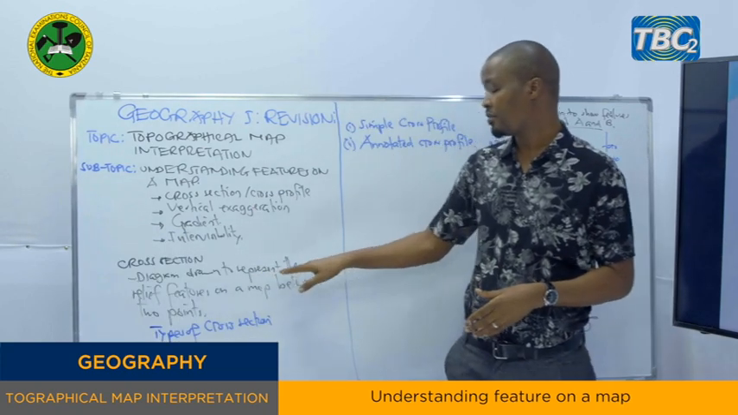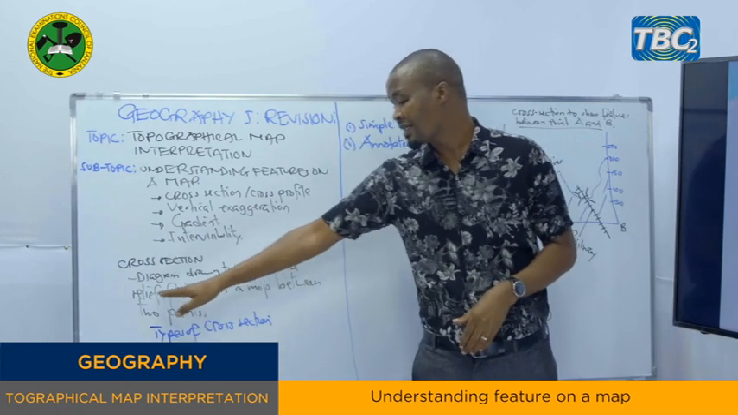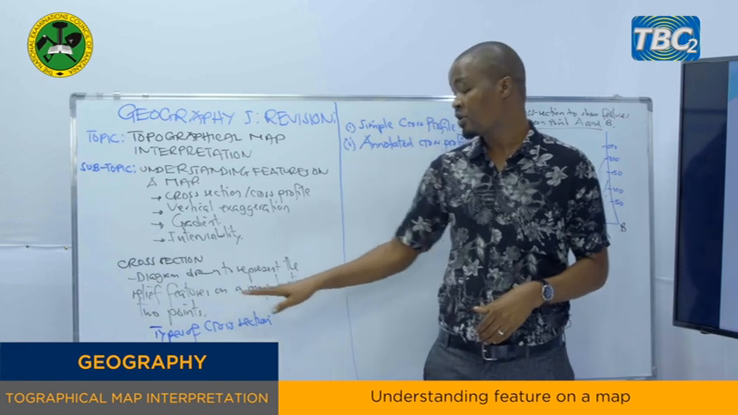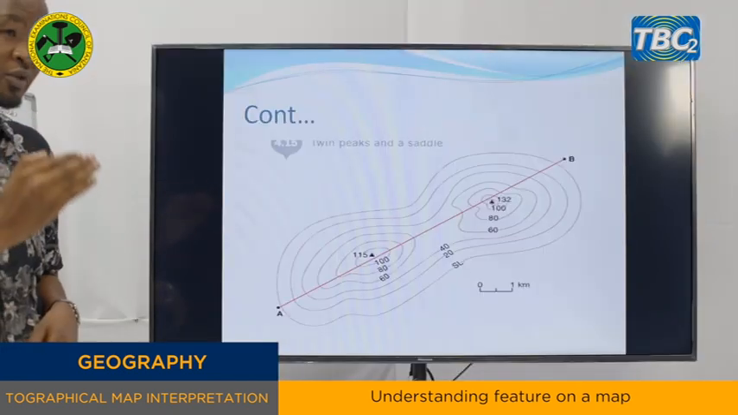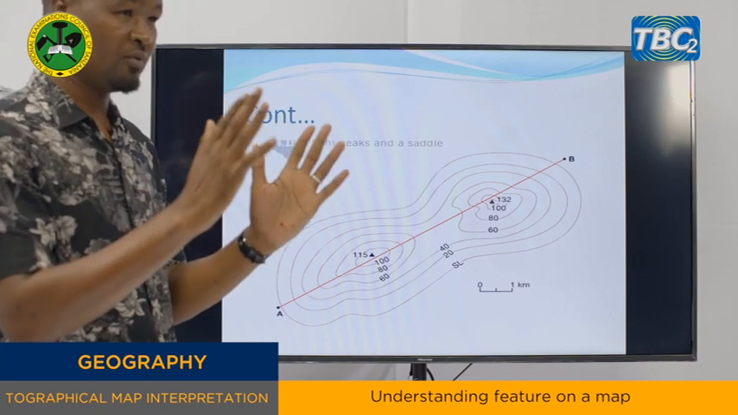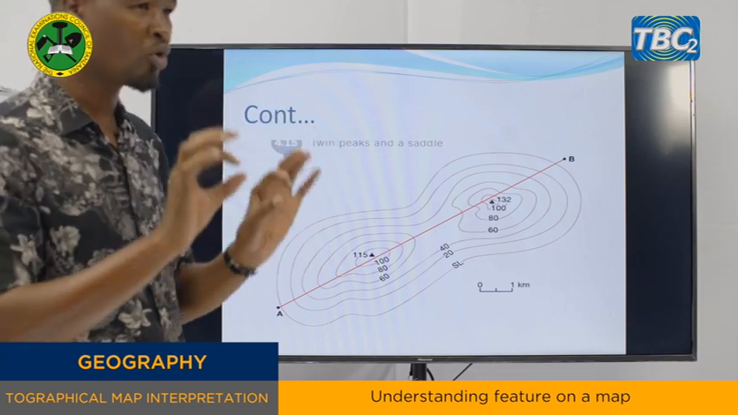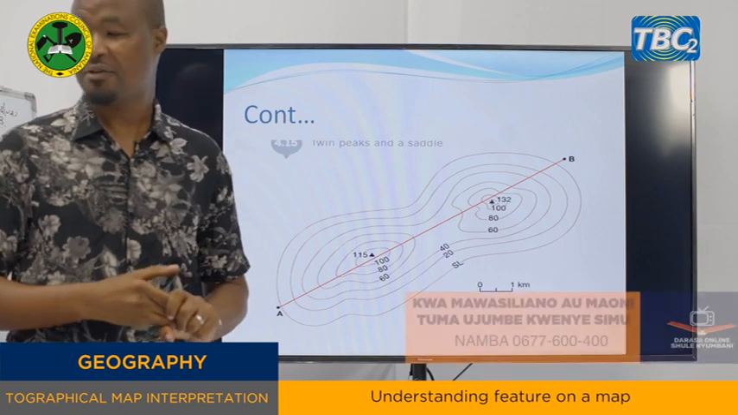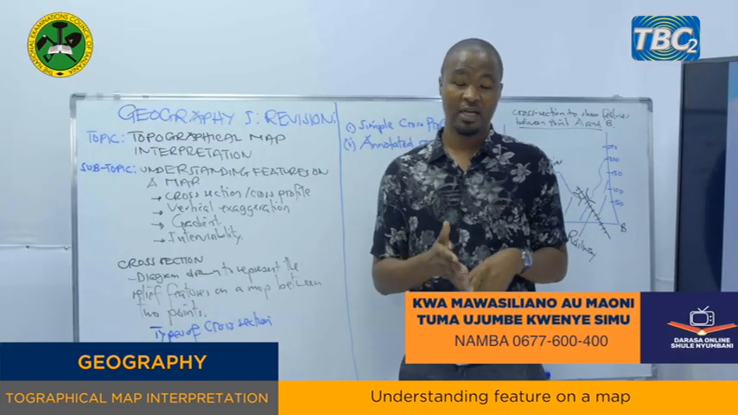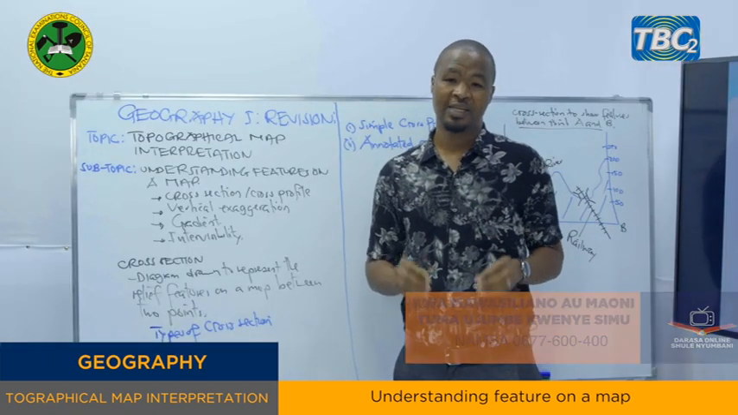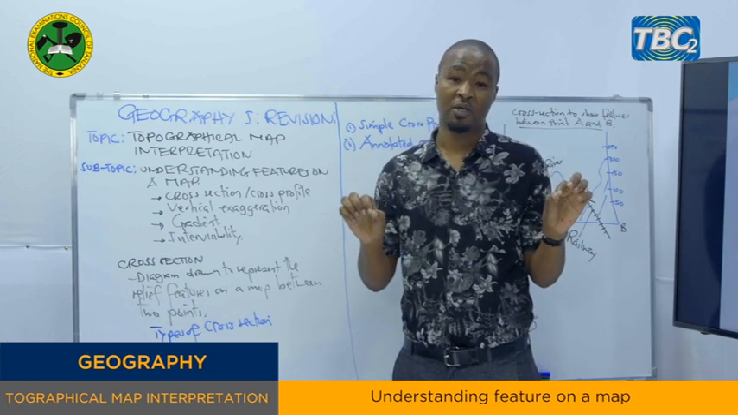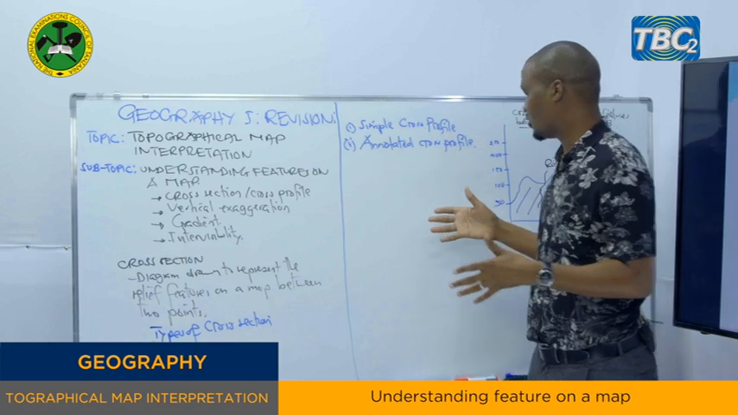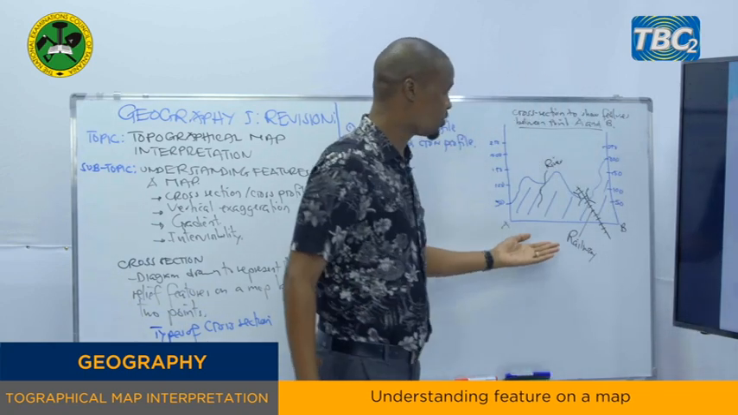Cross-section refers to the diagram drawn to represent the relief features on a map between two points. Listen to me very carefully. It's the diagram drawn to represent the relief features between two points on the map. So what are the relief features? The relief features can be either natural or artificial features that cut across the two points on a given map. So can you see, for instance, we have an example here.